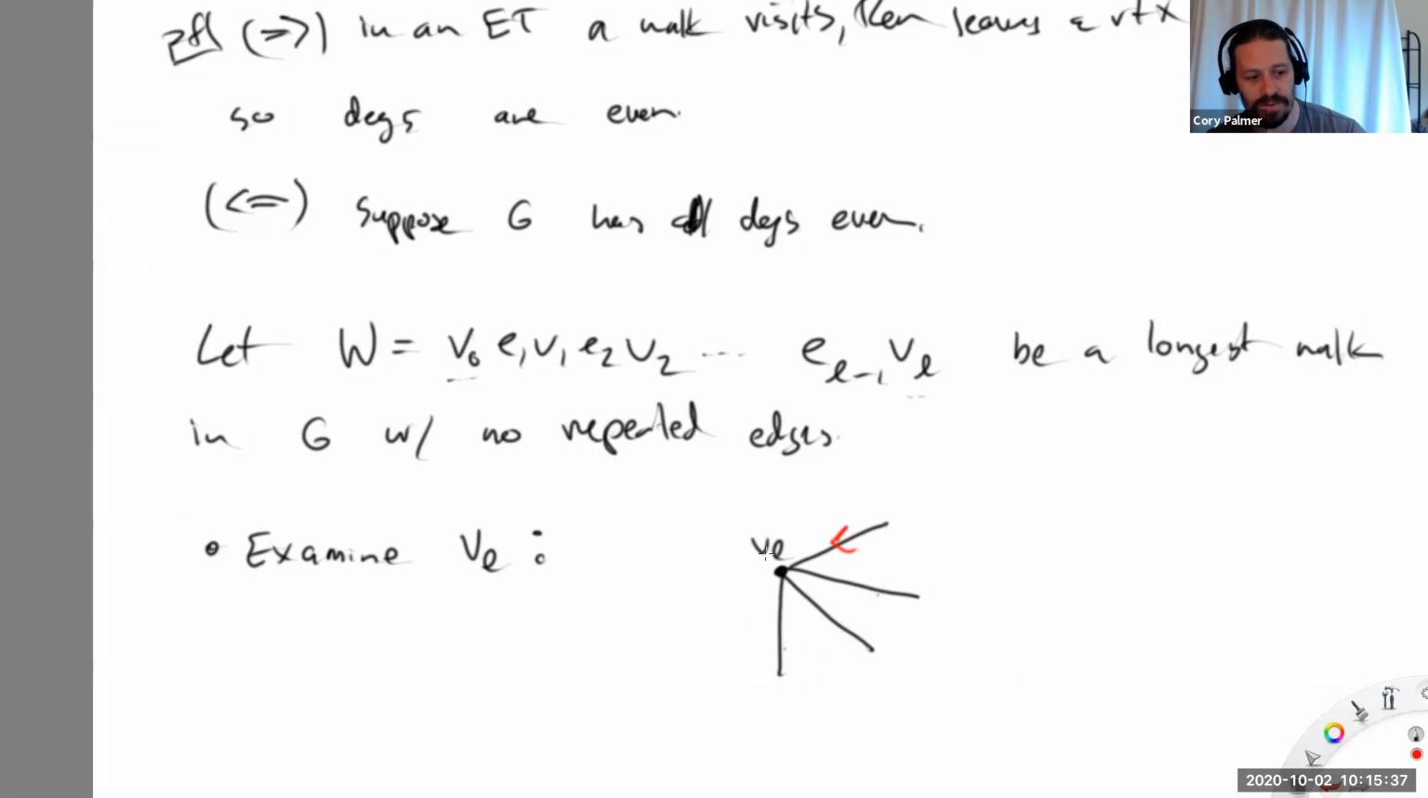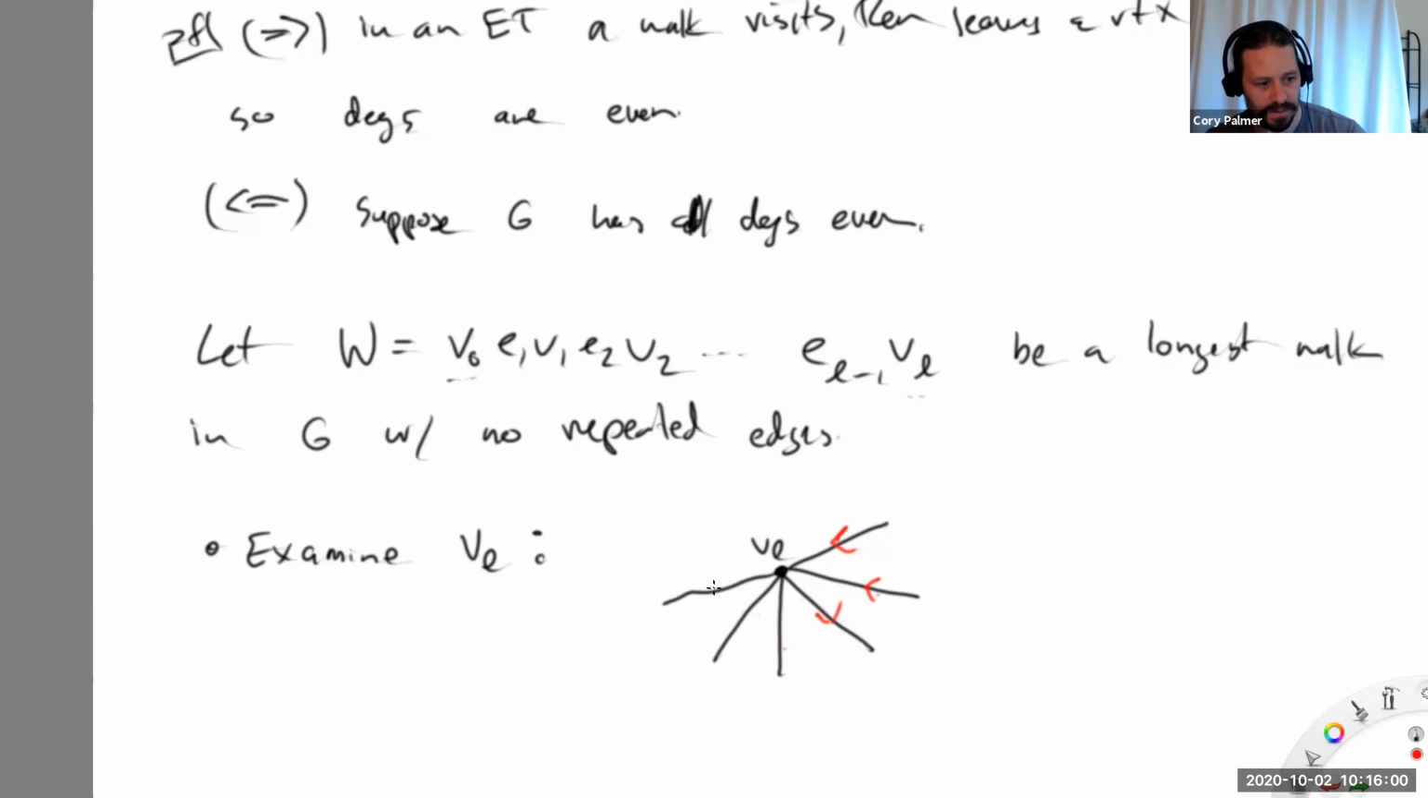Now, any prior visit to VL necessarily had an exit as well. So say this was a previous entrance, then I exited somehow as well. Let me add a couple more edges just to illustrate: 1, 2, 3, 4, 5, 6. Definitely I don't want 7, so let me get rid of that last one.